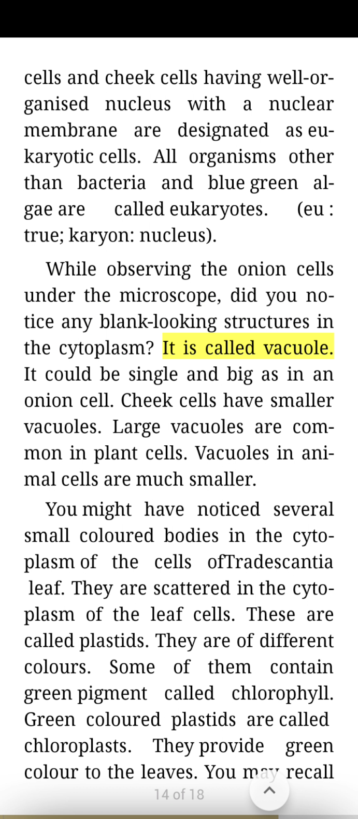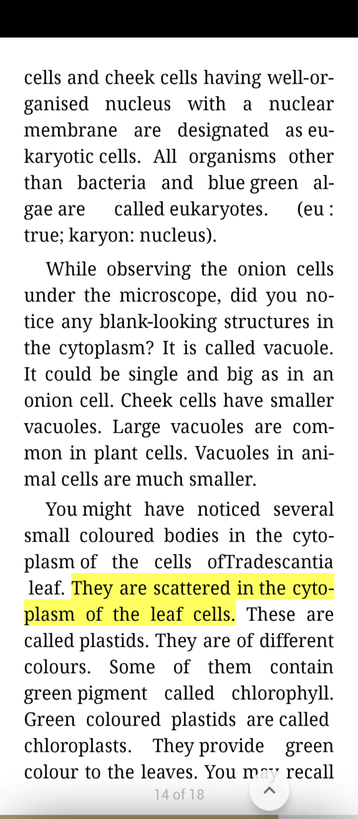It is called vacuole. It could be single and big as in an onion cell. Cheek cells have smaller vacuoles. Large vacuoles are common in plant cells. Vacuoles in animal cells are much smaller. You might have noticed several small colored bodies in the cytoplasm of the cells of Tradescantia leaf.